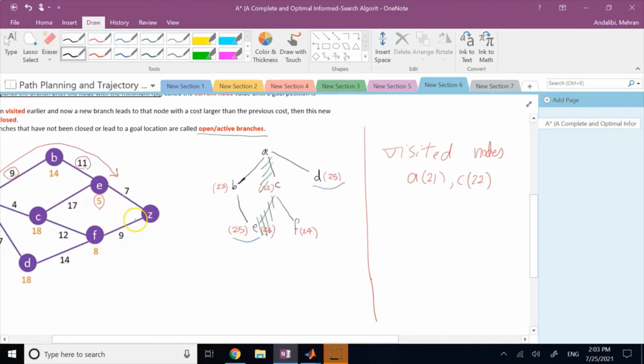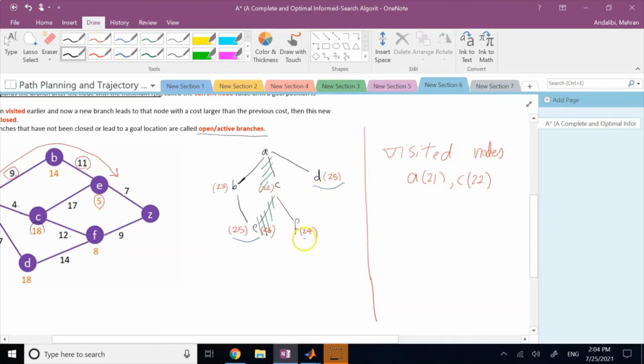From F, where can I go? I can go back to C, which is definitely not a good idea because C is already visited. And if I go back, that costs me 4 plus 12 plus 18, correct? So I go to F, that's 16. Go back to C, that's another 12 actually. 16 plus 12, that's 28. And then plus 18, that's 46, which is way more than 22. So going back is not an option that you even want to consider.